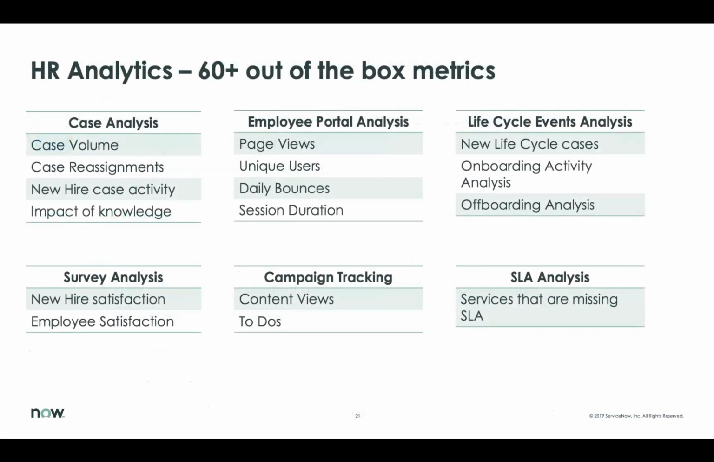So as I mentioned, we've got key performance indicators out of the box, so you don't have to start from scratch. You can find the 60 plus and actually all the listings of the key performance indicators in our documentation. But at a high level for HR, the groupings of the key performance indicators revolve around case analysis, right? Being able to check the case reassignments, being able to see if we've got appropriate staff to handle the case volume. I mentioned the employee content analytics.